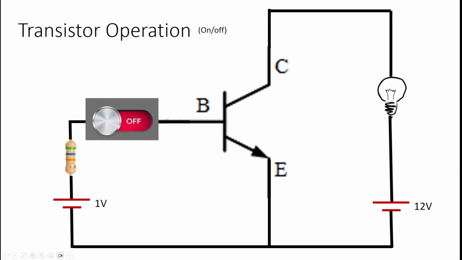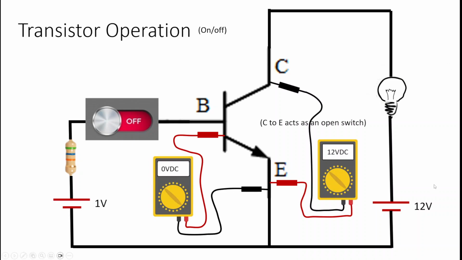Right now it's open. Let's close the switch. Right now, C to E acts as an open switch. So that means C to E here is open and the light is off. So let's investigate a few of the voltages. I'd have 12 volts because it's a 12-volt source. Across the open, this voltage would be 0. And right now, because the switch is off, I have 0 volts from B to E.